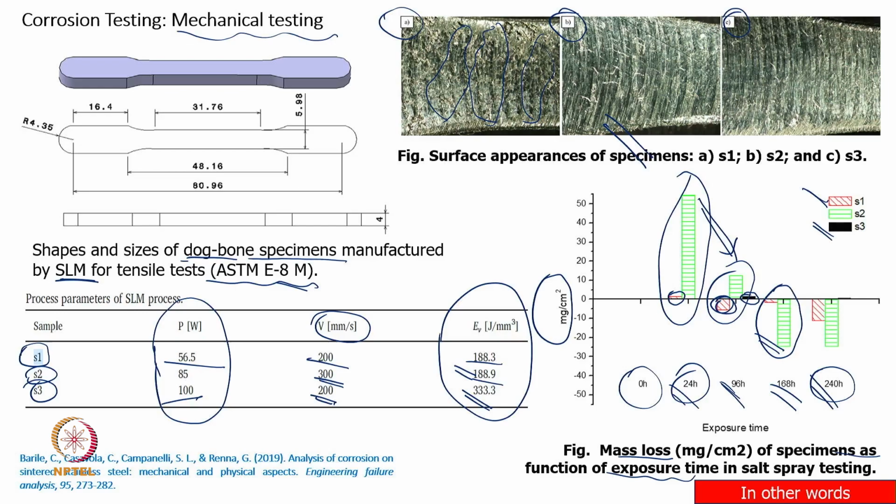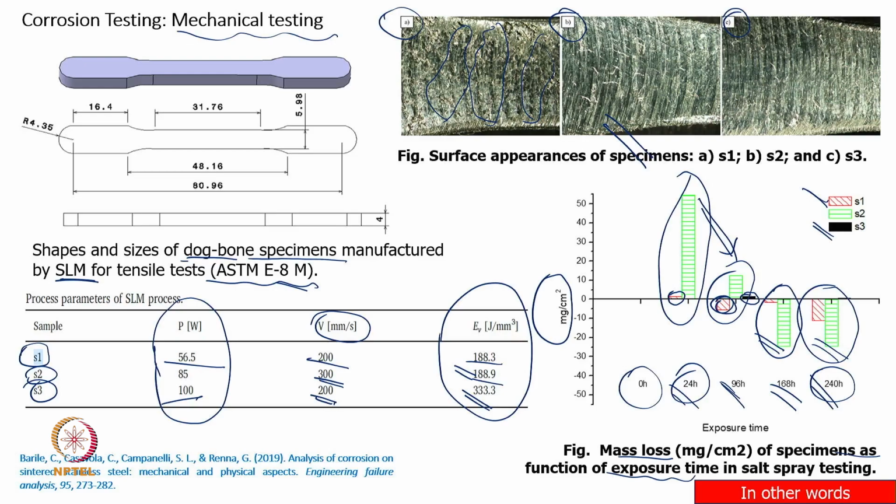So, these are the processes, and after 240 hours again we find S2 is very sensitive compared to S1, but S3 remains very good, not losing material, not gaining material, which means it is turning out to be more chemically inactive. Again, the material is the same, 316L.